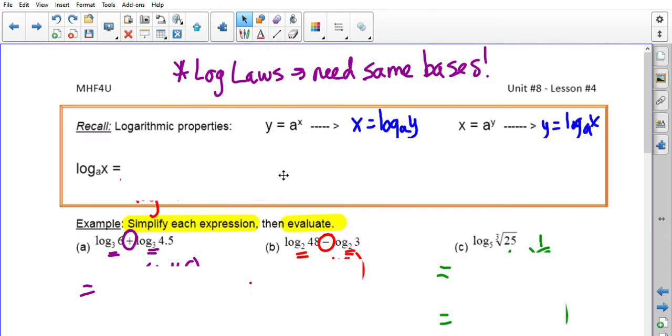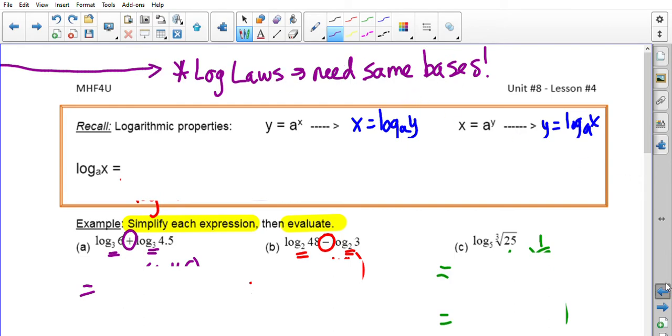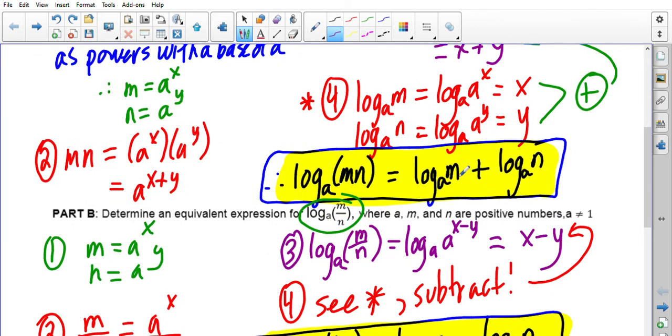All right, before we go on to simplifying expressions and evaluating them, keep in mind the log laws that we just did. Coming from the previous page, you can only use those if they have the same bases. So for example, if I give you an expression like this, you can only write it like this as long as those bases are the same.